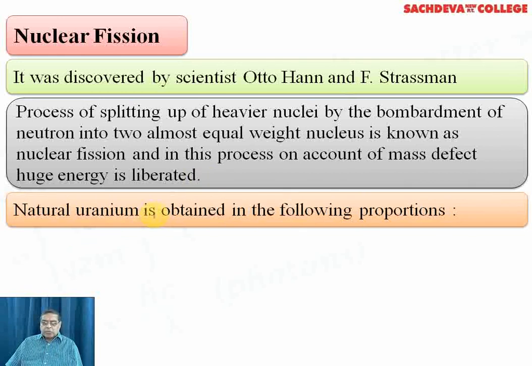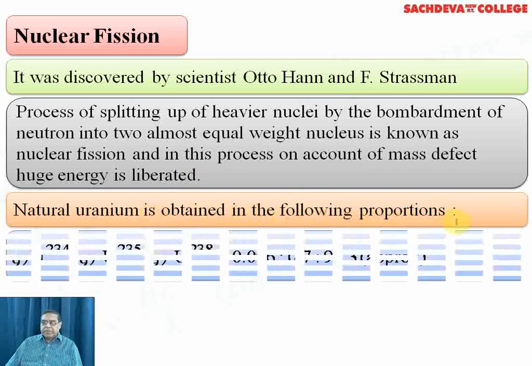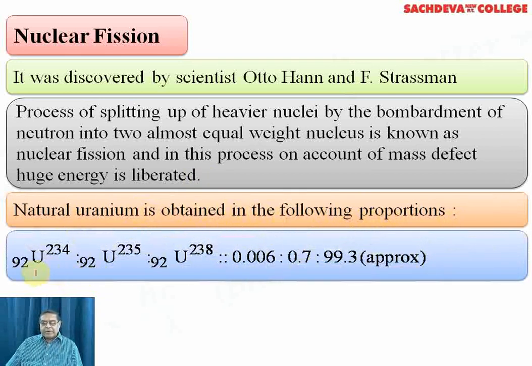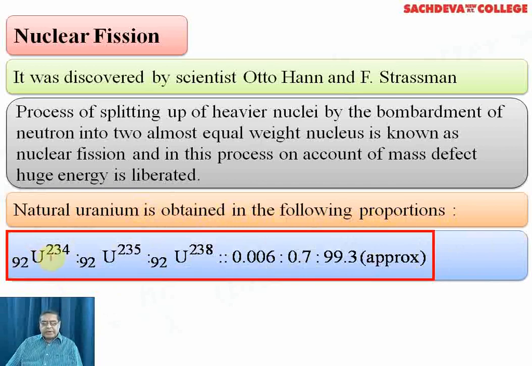Natural uranium is obtained in the following proportion. This proportion I have already explained to you: 92 uranium-234 exists in traces, 92 uranium-235 is a natural fissionable element and its existence is about 0.7%, and 92 uranium-238 is abundantly existing, its availability being about 99.3%. This I have already explained.